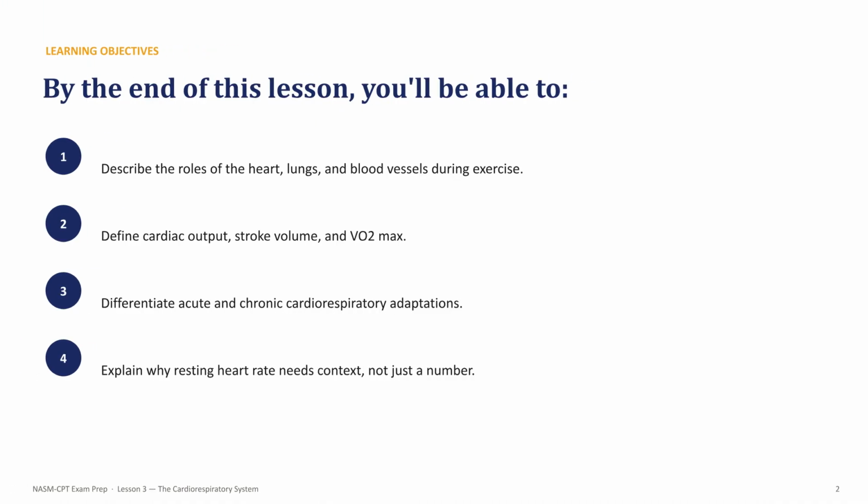By the end of this lesson, you'll be able to do 4 things. First, describe the roles of the heart, lungs, and blood vessels during exercise. Second, define cardiac output, stroke volume, and VO2 max. Third, differentiate acute and chronic cardiorespiratory adaptations. And fourth, explain why resting heart rate needs context, not just a number. Keep that last one in mind. It's more nuanced than it sounds.